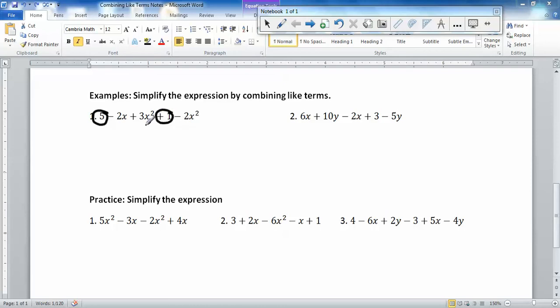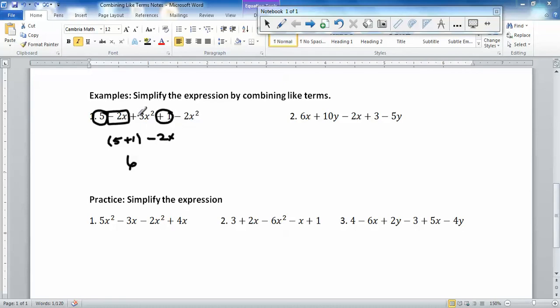So I'm going to put those together, get 5 plus 1, which turns out to be 6. Then check for x's. I'm going to put a square around the negative 2x. And there is no other x in this problem. Both of these have squareds. So it's just negative 2x. I'm going to rewrite that.